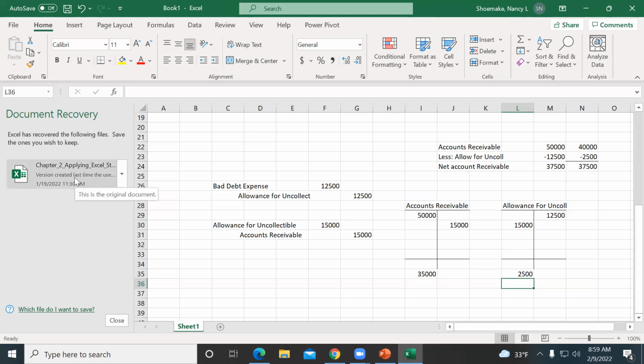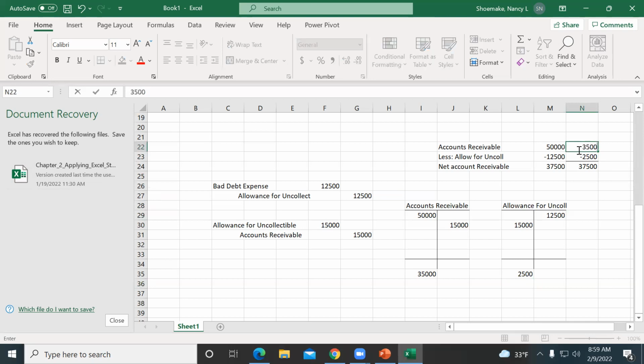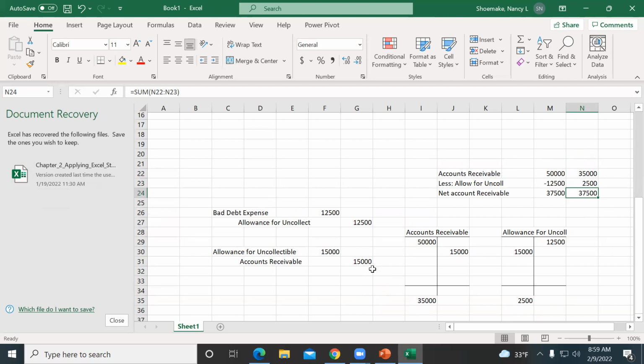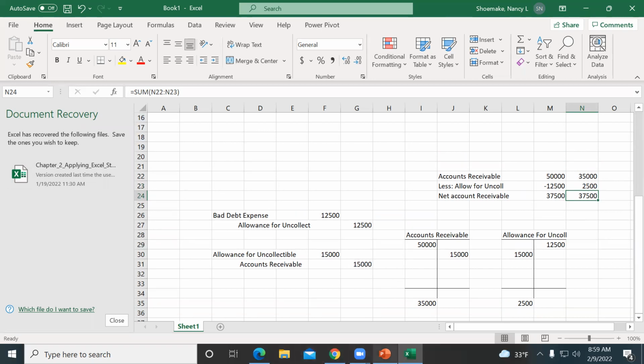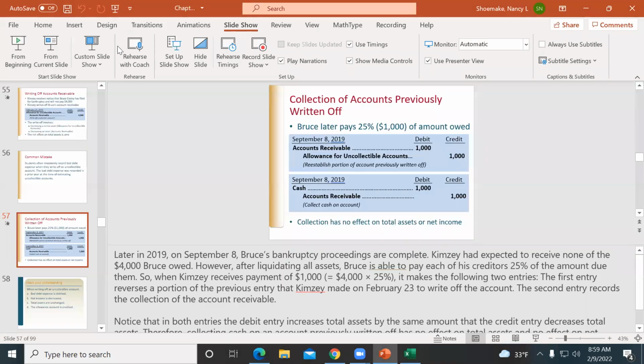Do you see now our accounts receivable is at 35,000? But do you see how our allowance for uncollectible is now at a debit balance of 2,500 when it really should be a credit balance? But do you see how we still balance? Does that make sense? Okay, let's move on.